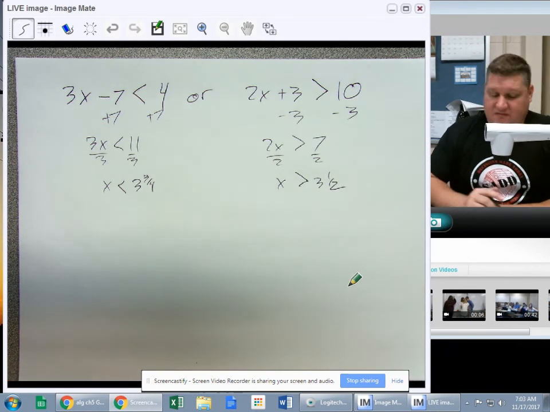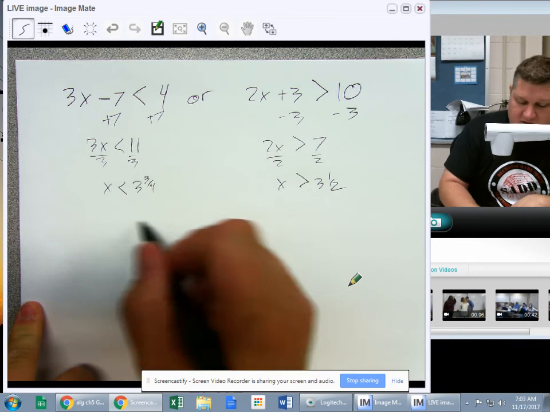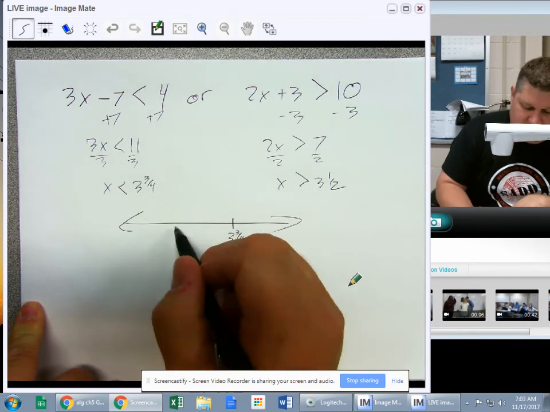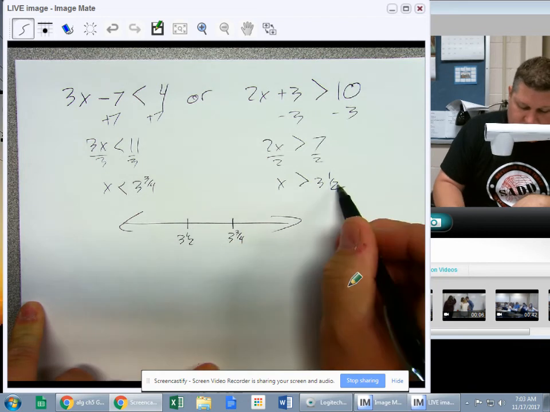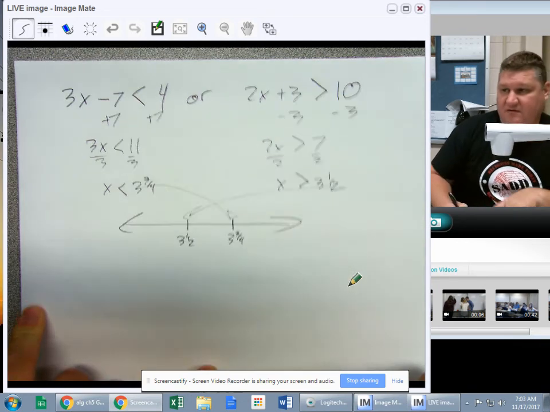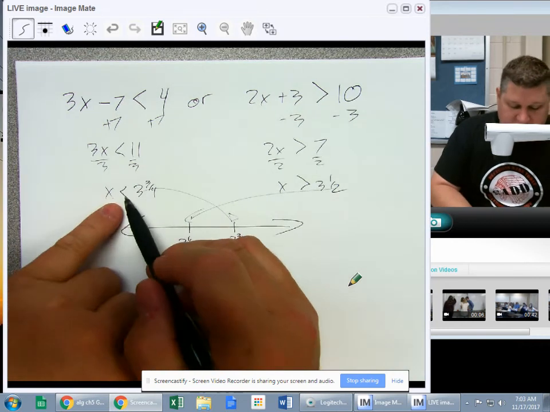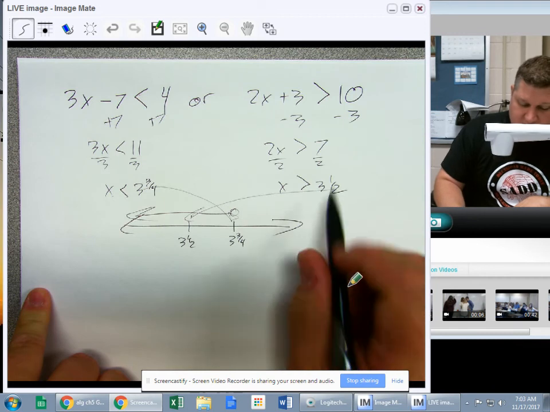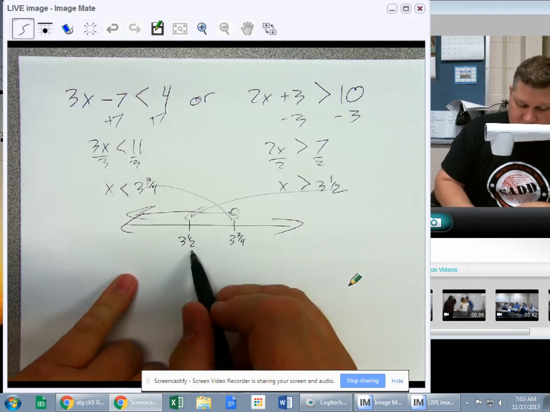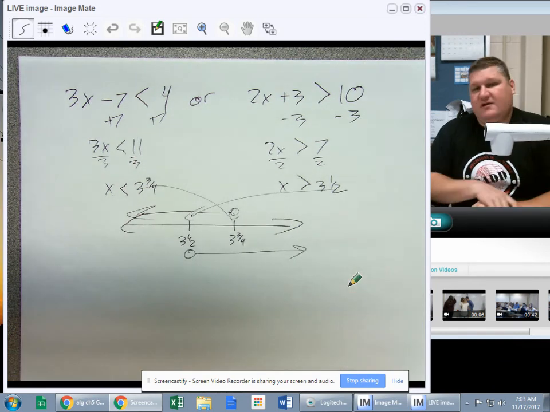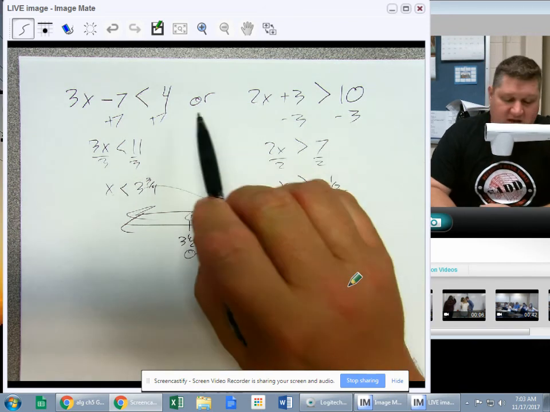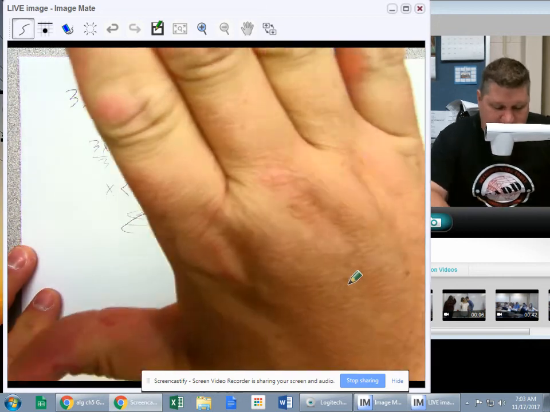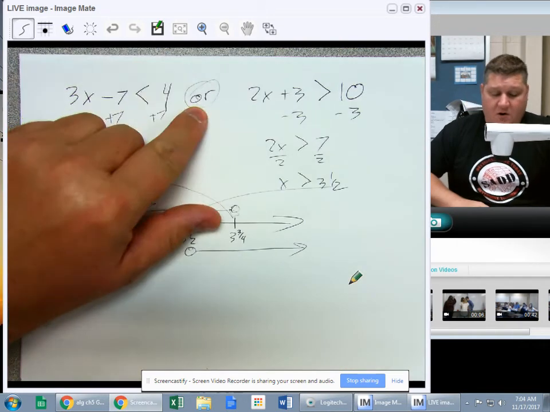Okay, now this is where it becomes super important, because when I put these on a line, I get 3 and 3/4 and I get 3 1/2. Now, does everybody agree that 1/2 is smaller than 3/4, right? Okay. Now, x is less than this, so it would be open circle and shaded this way. This is x is greater than 3.5, and it's open circle and shaded this way. This is where the word in the middle makes all the difference. If it is or, I'm good enough if I have this, or if I have this.